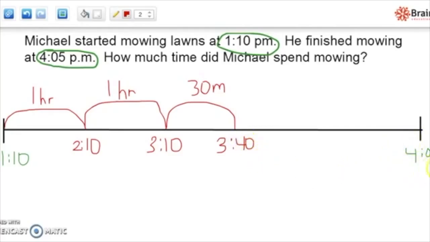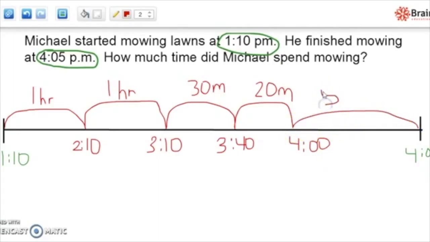Notice that I still need to go to 4:05, so I'm going to have to make another jump. This time I'm at 3:40, and I know if I add another 20 minutes, that will take me to 4 o'clock. And I'm going to add my time up here. So now I'm at 4 o'clock, and I only need to go to 4:05. So I know that that's only going to be a jump of 5 minutes.